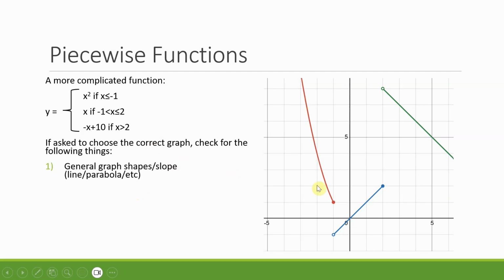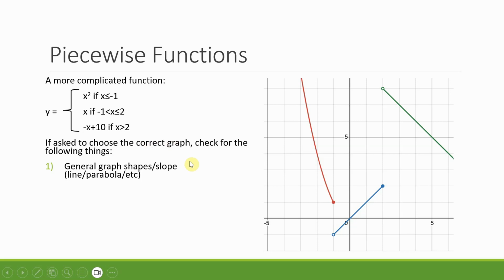So first, general shape of these graphs. Notice this is a parabola, so that one has to be x squared. And these two are lines. So that's a quick way you can check. If they had part of a parabola over here at the greater than 2 part, that's not a parabola equation. I can get rid of that option. So those are the kinds you can think about.